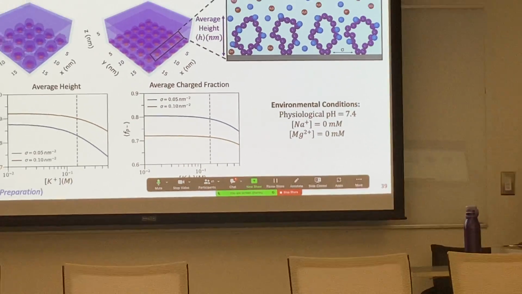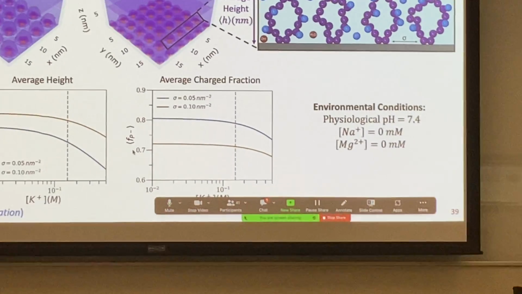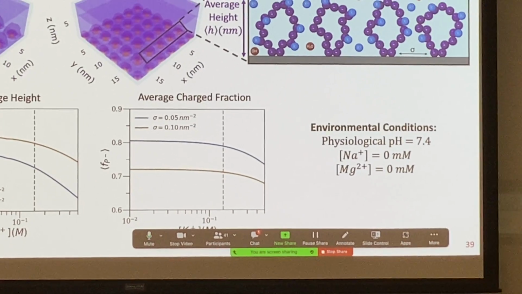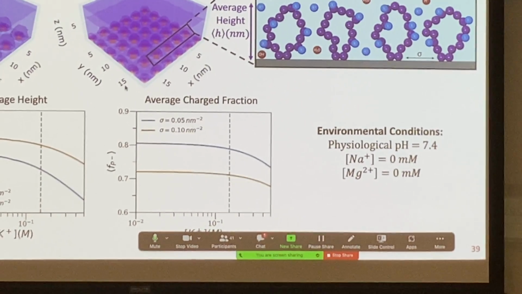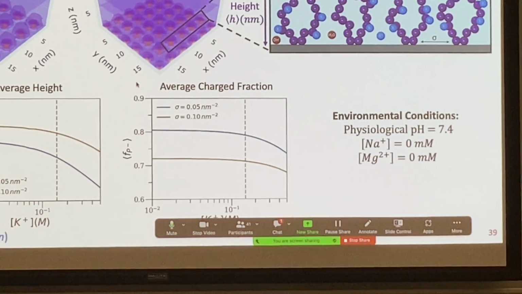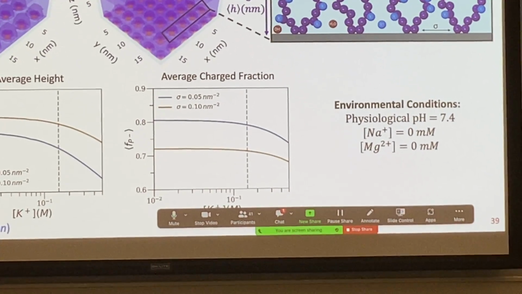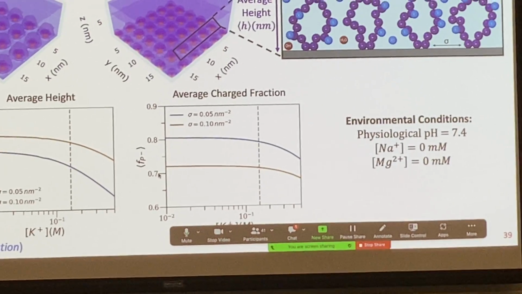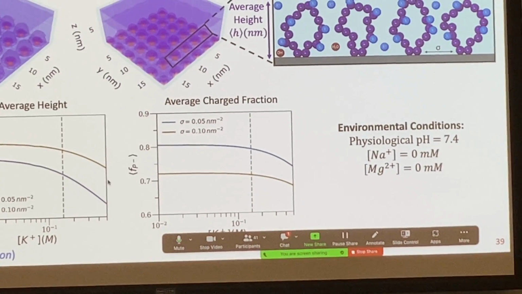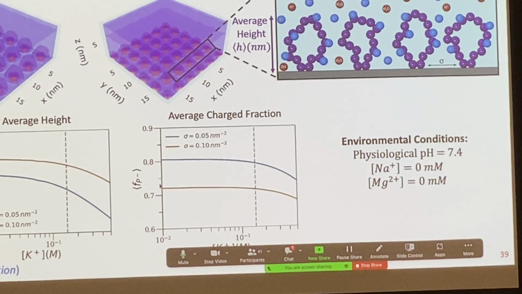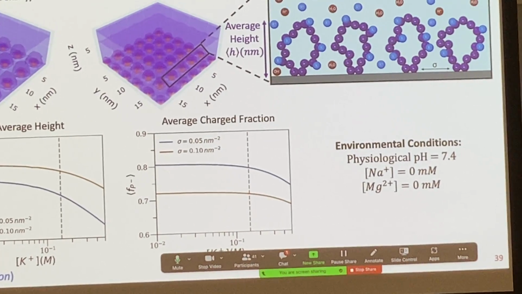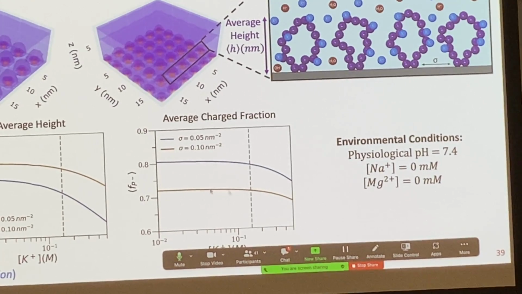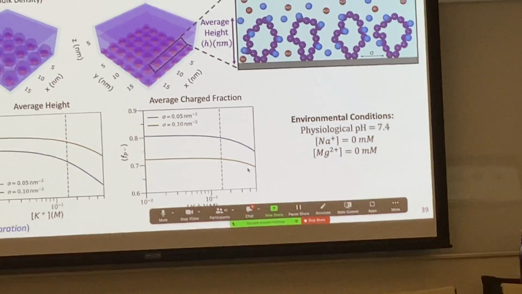These are the average charge fractions of phosphates on the y-axis, and basically, if we didn't have any reactions, this would be one at physiological pH. It's really the ion condensation of the potassium that's causing a lowered charged phosphate fraction. You can see that the higher density system has even more ion binding due to the high electrostatic charge density within this denser system, and that this is even less sensitive to changes in potassium concentration.